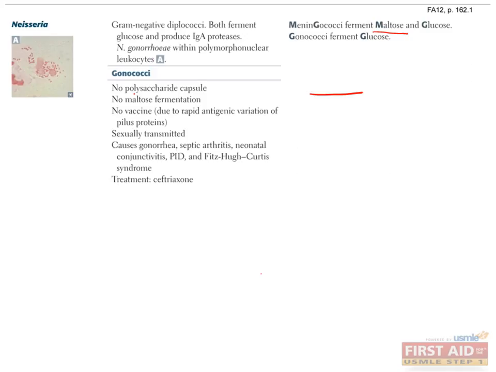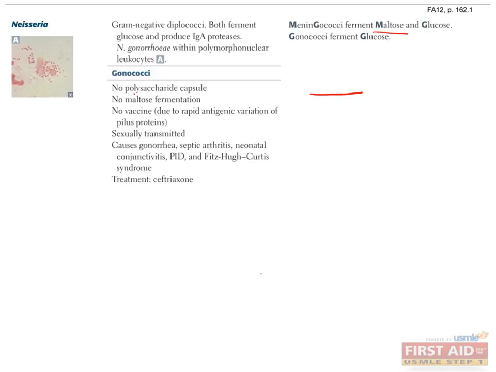Neisseria meningitidis also has a polysaccharide capsule that inhibits phagocytosis. Let's talk about Neisseria gonorrhea first. This organism is primarily responsible for the sexually transmitted disease gonorrhea. An important method for isolating Neisseria bacteria from clinical samples is to grow the specimen on Thayer-Martin medium.